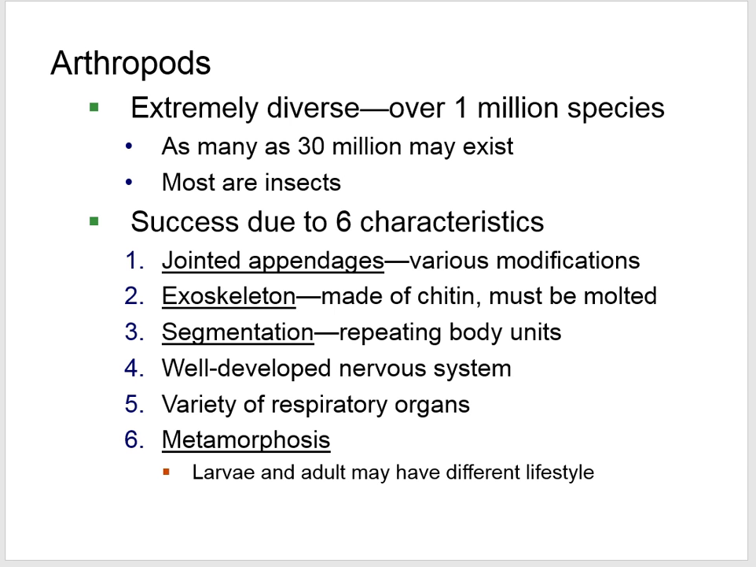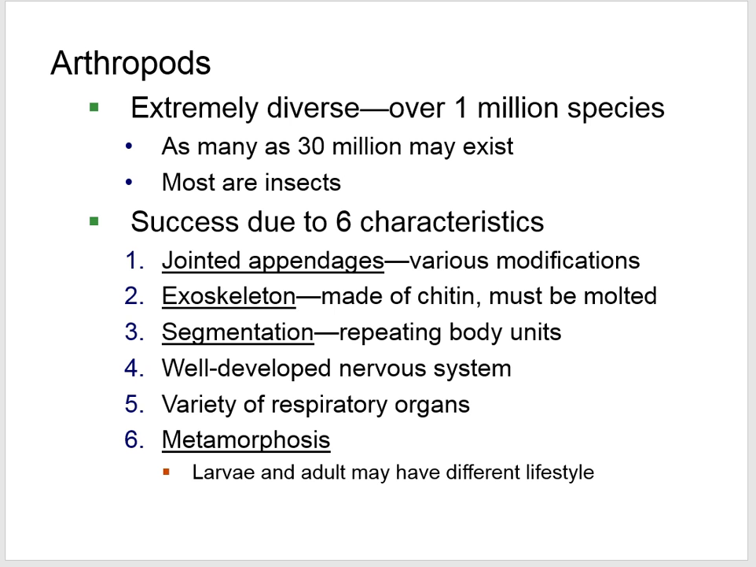They're segmented. They have a well-developed nervous system. Some of them have gills, some of them have lungs, so a number of different ways of exchanging oxygen. And then a really interesting one, these generally exhibit some degree of metamorphosis, which means that early on in their larval stage, the young arthropods live a different lifestyle than their adult counterparts.